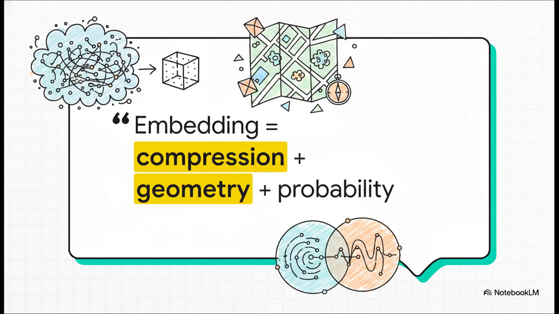If you only take away one thing from all this, let it be this elegant little summary. An embedding brings together three really powerful ideas. It's a form of compression, turning huge, useless data into something useful. It's geometry, turning language into a map we can navigate. And it's all based on probability, learning from how often words appear near each other.